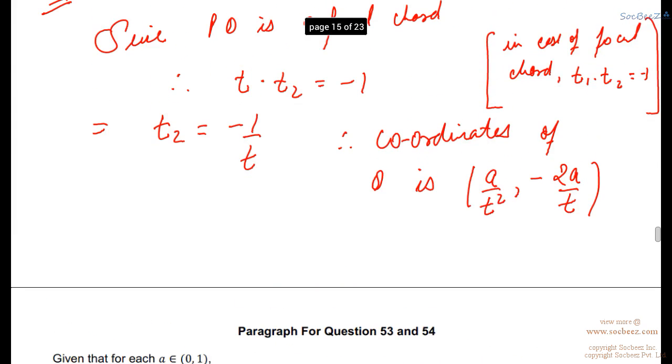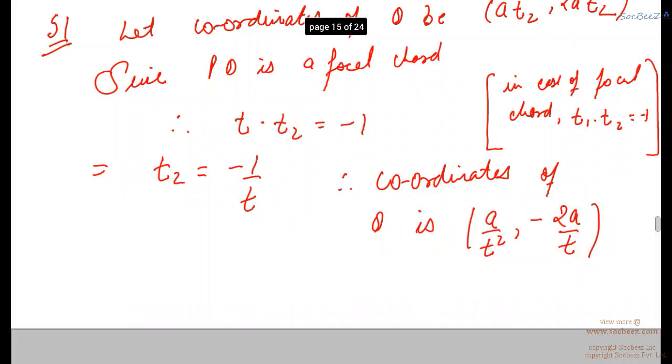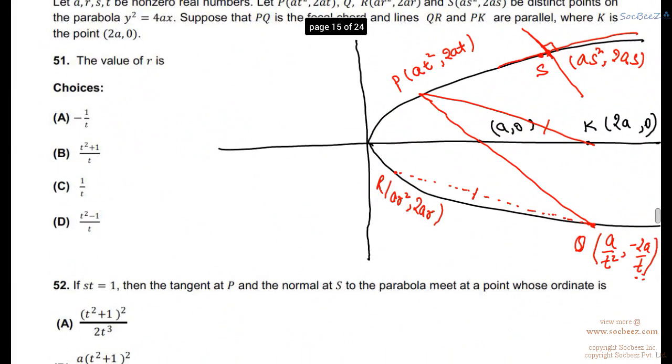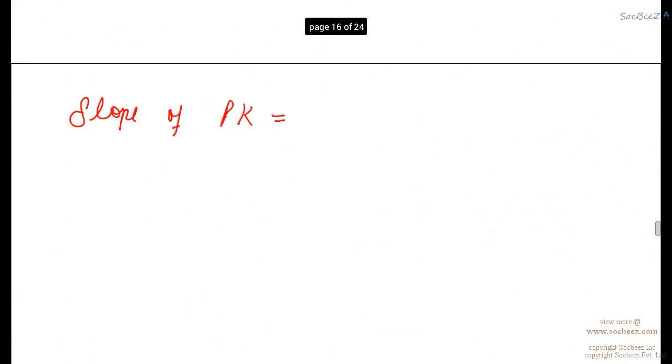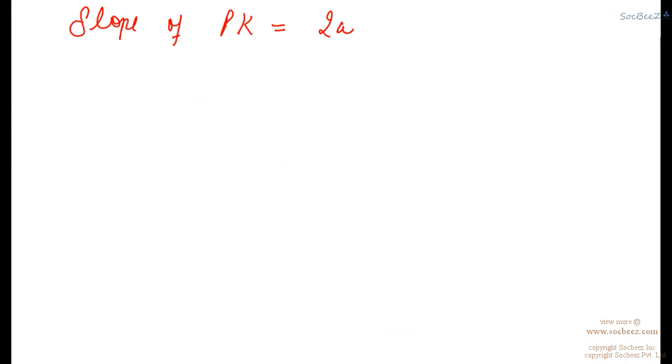The slope of the line PK is simply, since the line PK is this, we know the coordinates of these two points P and K, so we can easily write the slope. Slope of PK is 2at minus 0 upon at square minus 2a, which simplifies to 2t upon t square minus 2, right?